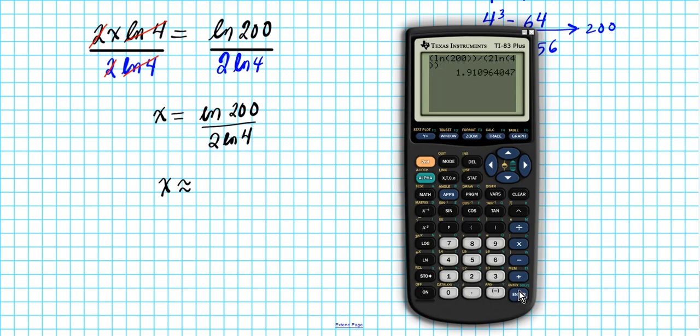Alrighty, and our answer is going to be 1.911 to 4 decimal places. So x equals 1.911.